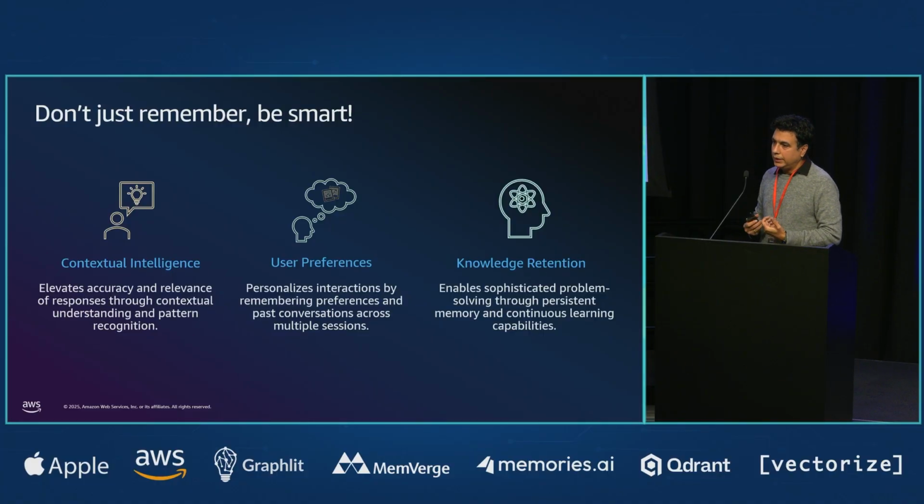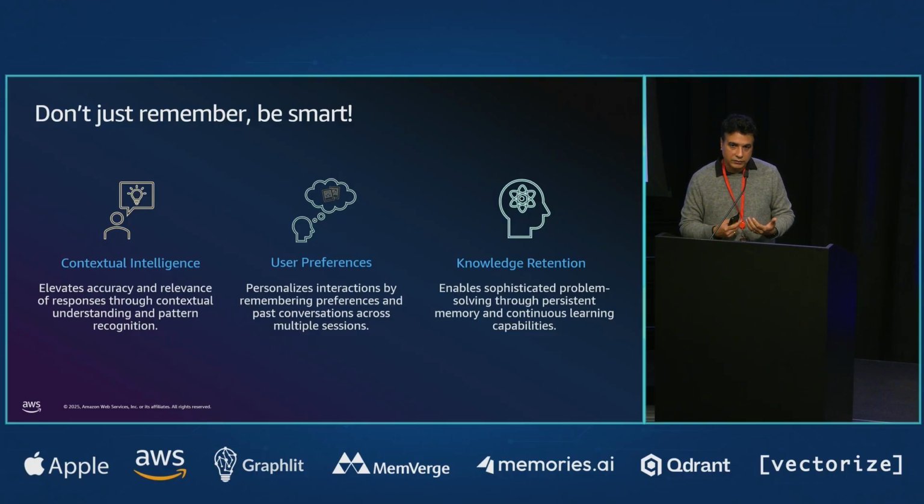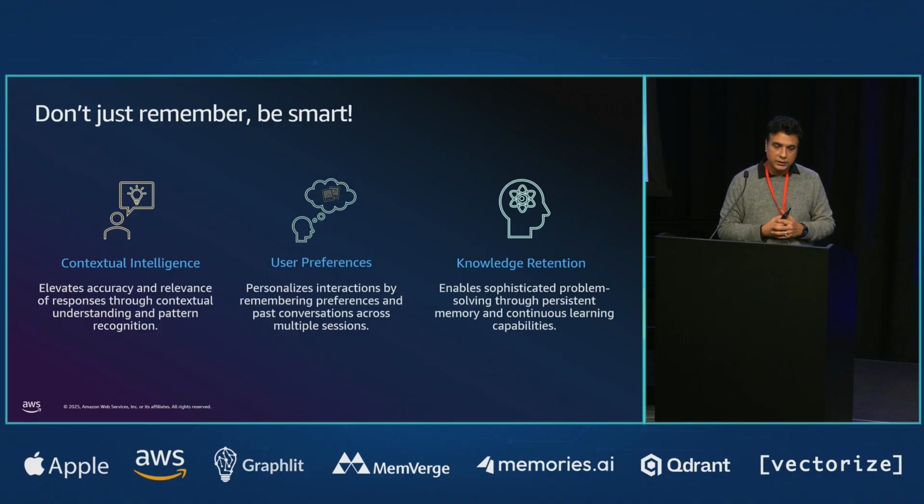So we want to build agents that not only remember things, they are also smart. They can identify and find contextual information, recognize patterns, and remember your user preferences. Today, if you're talking to a retail agent, maybe on the Amazon.com side, and you tell it, I want to buy a headphone and I like Bose, it should remember that you prefer Bose headphones or Starbucks coffee. So next time you don't have to explain everything to the agent again.